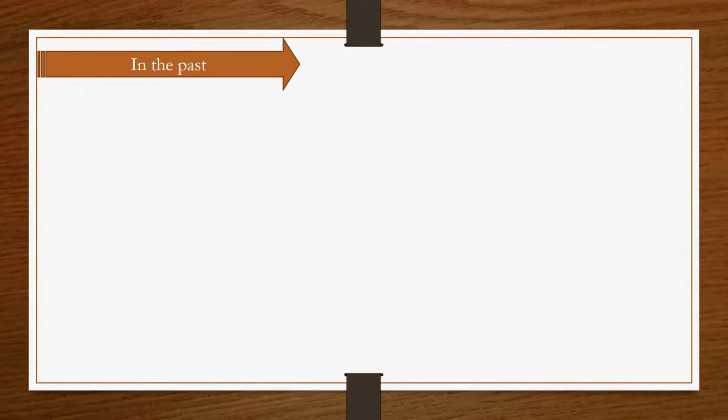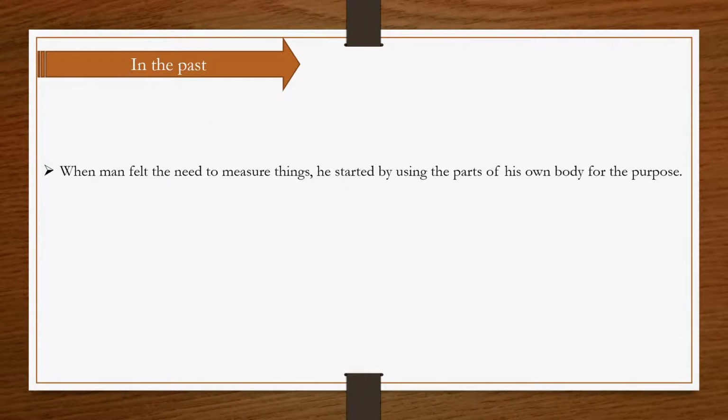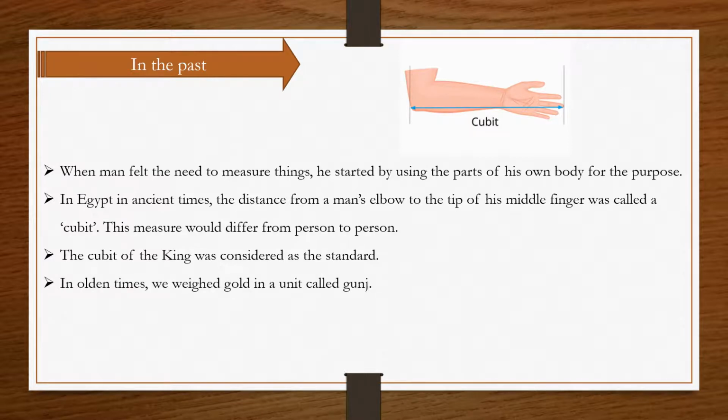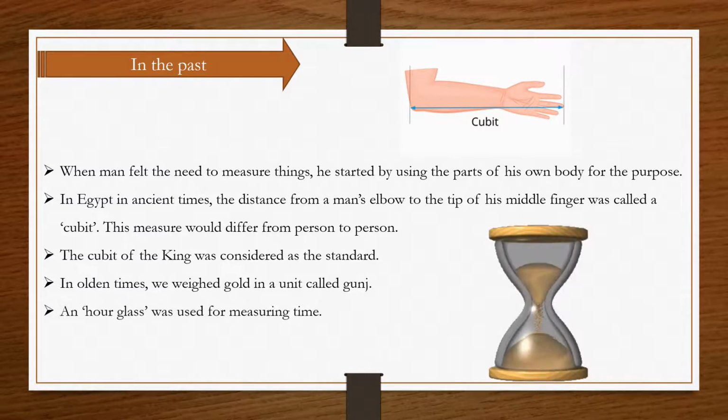Now students, in the past, when man felt the need to measure things, he started by using the parts of his own body for the purpose. In Egypt, in ancient times, the distance from a man's elbow to the tip of his middle finger was called a cubit, and this measure would differ from person to person. The cubit of the king was considered as a standard, and in olden times, we weighed gold in a unit called gunj. An hourglass was used for measuring time.